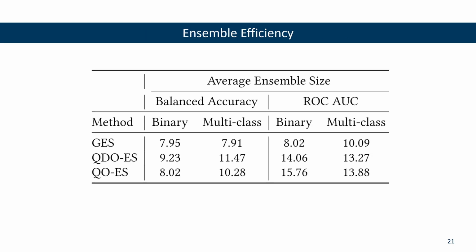In terms of efficiency, we observe that the resulting weight vectors for QoAS and QoDoAS are also sparse. As you can see here, the ensemble size is not much larger than for greedy ensemble selection. Moreover, especially considering that the methods selected from 50 models in total.